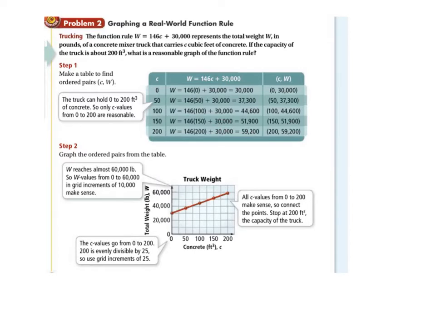If you put in 50 feet of concrete, cubic feet of concrete I should say, we get 50 times 146. So that must be the weight of each cubic foot of concrete. Gives us 37,300, so on and so forth, right? Pick numbers that are easy to multiply. And go back and we graph it. Notice the truck starts out at 30,000 pounds as we go to graph it, because that is the weight with nothing in it. And then 50 cubic feet of concrete, 100 cubic feet of concrete, so on and so forth.